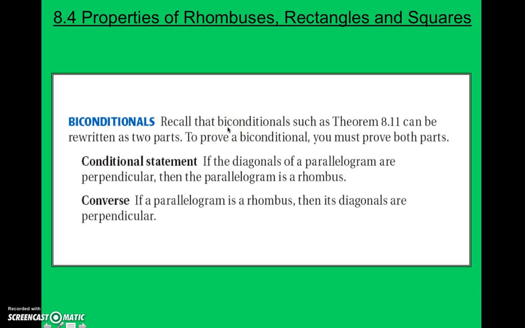Okay, recall that biconditionals such as theorem 8.11 can be rewritten as two parts. To prove a biconditional, you must prove both parts. The conditional statement: if the diagonals of a parallelogram are perpendicular, then the parallelogram is a rhombus. And the converse: if a parallelogram is a rhombus, then its diagonals are perpendicular. So remember, we have to prove both of those to use a biconditional.